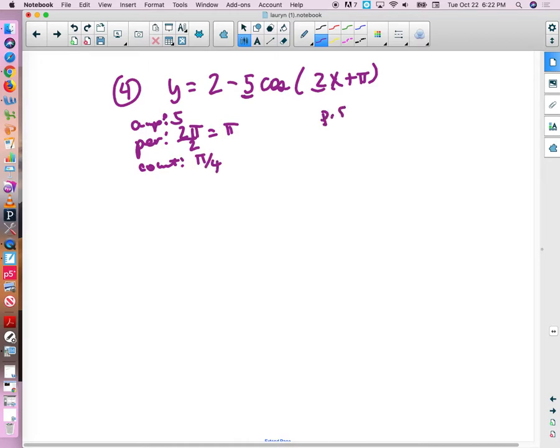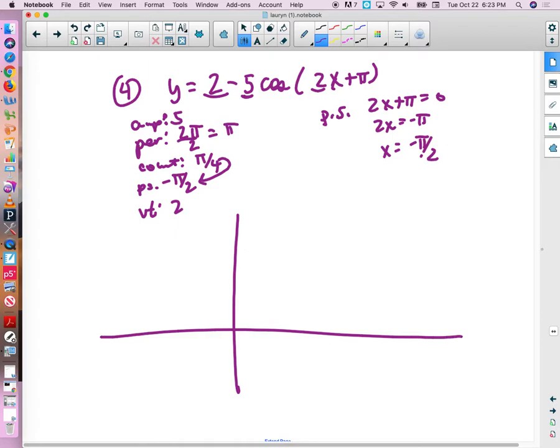Let's find our phase shift. 2x plus pi equals 0. 2x equals -pi. X is -pi over 2. So my phase shift that I start counting from is -pi over 2. I'm going to start adding this to that, and it's going to move up +2. It can move up or down. I tend to do a lot of them going up. All right, so I start here at -pi over 2, 2.